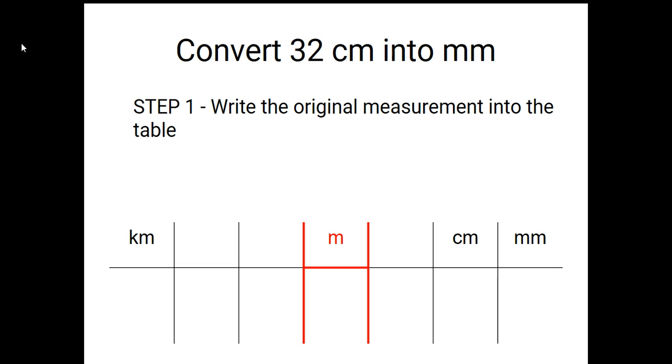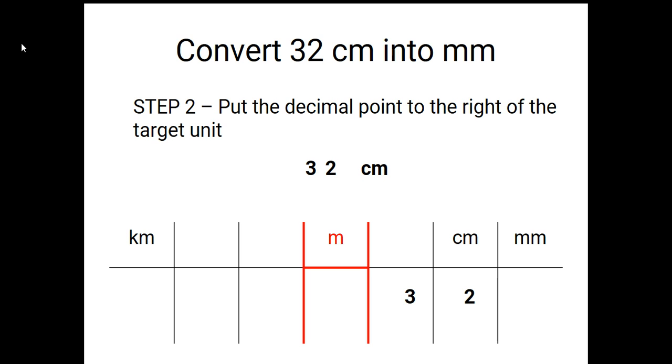So step number 1 is we're going to write the original measurement onto the table. And the question I've given you is how to convert 32 centimeters into millimeters. Well, I'm going to write it on. So you'll see there with the centimeters, that's where we're starting. And I happen to know that the 2 of 32 goes under that column. And therefore the 30 is 10 lots of centimeters, so it goes in the adjacent column. 3 and 2 on the centimeters line make 32 centimeters.